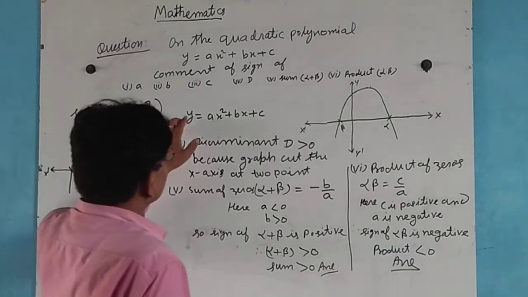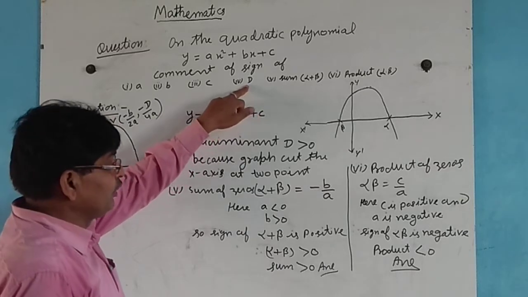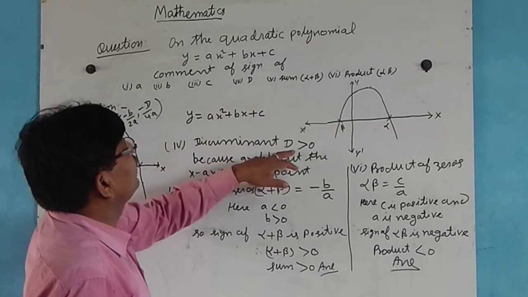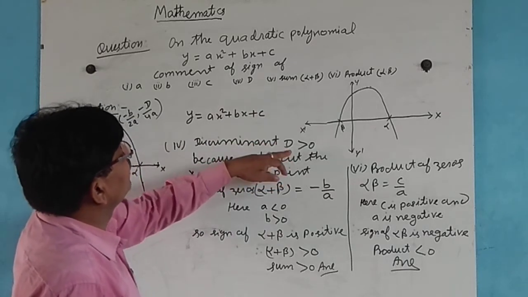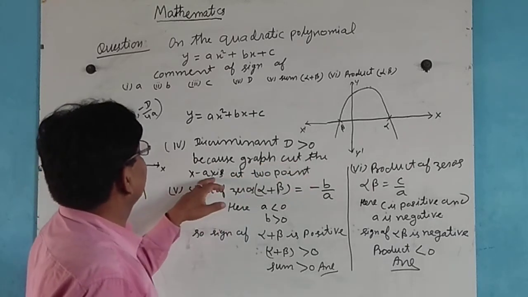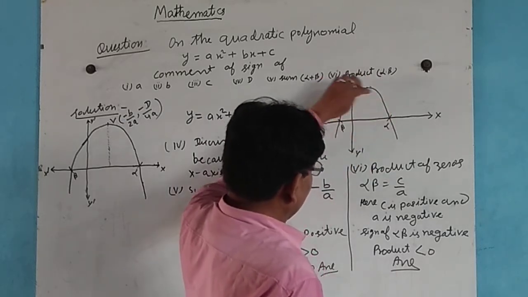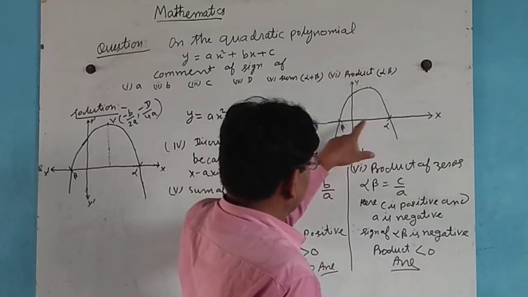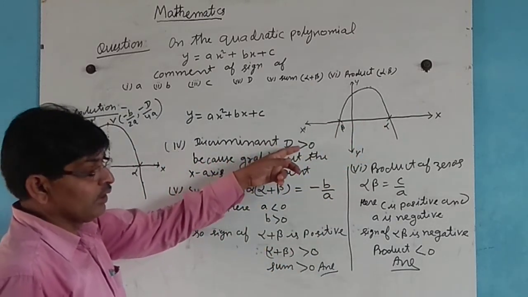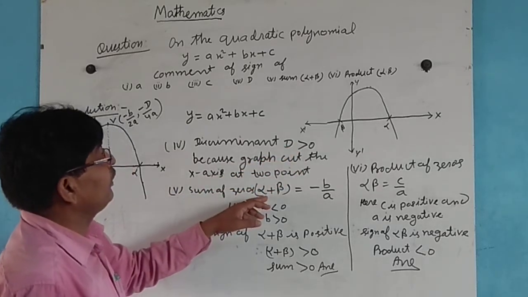Now, fourth, the discriminant D is also greater than 0, because the graph cuts the x-axis at 2 points. Here the graph of this parabola cuts the x-axis at 2 points alpha and beta, so the discriminant D is greater than 0. Now, fifth, sum of zeros is alpha plus beta.